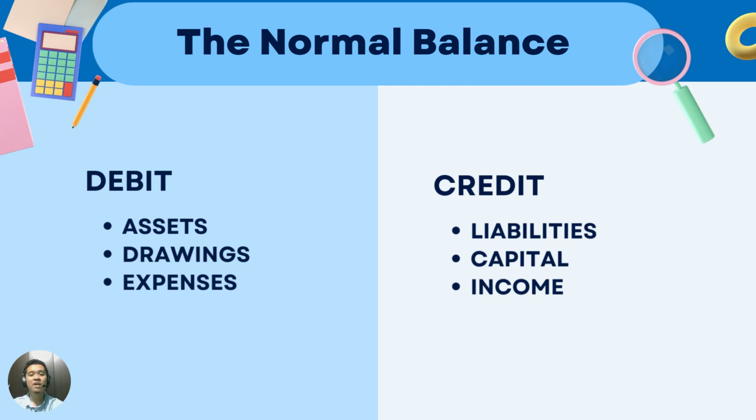So for credit, the normal balance of liability is the credit side. So when liabilities are recorded in credit, liabilities increase because that is the normal balance. But if you debit the liability account, the liability decreases because that is the opposite of the normal balance of credit.